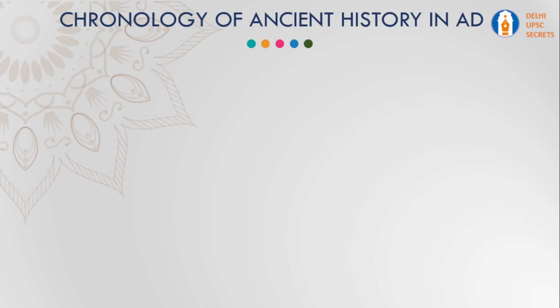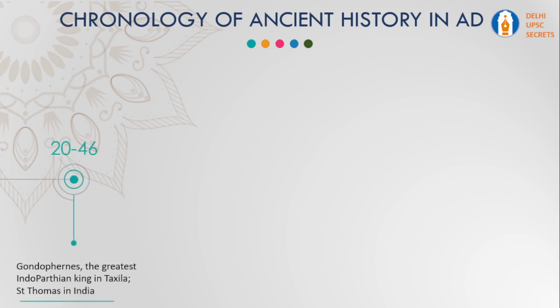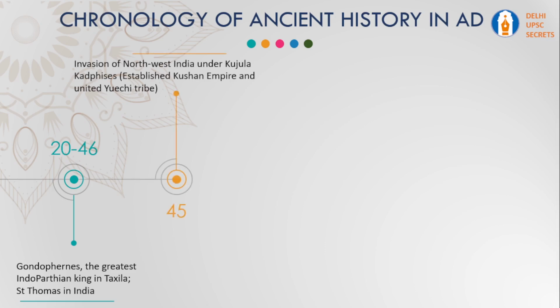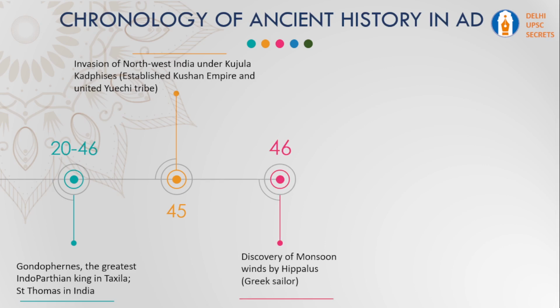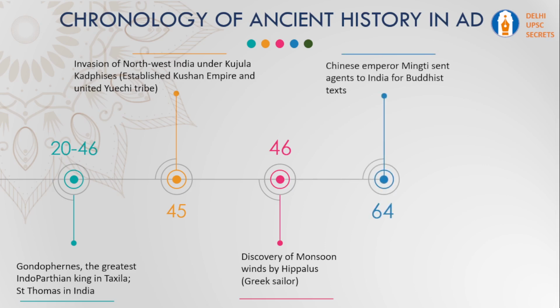Then 50 BC to 50 AD, we consider as the early Kushan period. Moving forward, in 20 to 46 AD, we have Gondophares, the great Indo-Parthian king in Takshashila, and next to that, in 45 AD, we have the invasion of northwestern India by Kadphises, or the establishment of the Kushan Empire. 46 AD is the discovery of the monsoon by a Greek sailor. The Chinese emperor Mingti sends an agent to India in 64 AD.